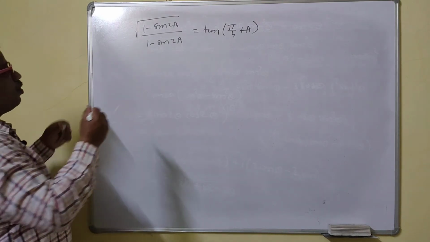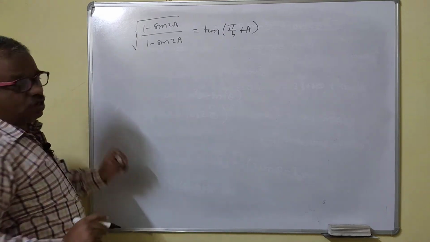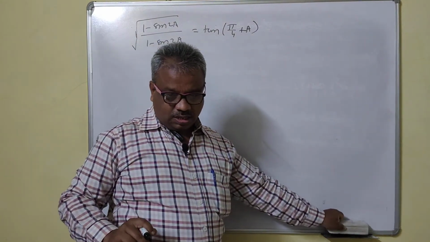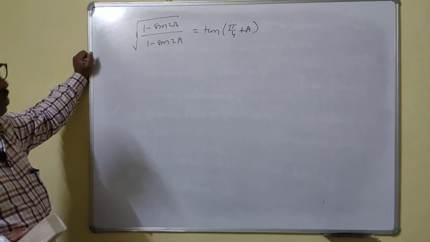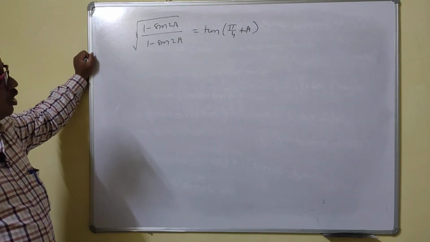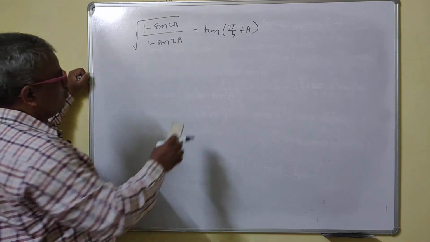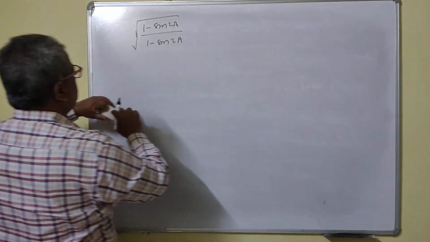So this is actually very important. Remember this. Root of (1 plus sine twice a) upon (1 minus sine twice a) is simply tan of pi by 4 plus a. It is better to remember this one. Okay, we'll prove this one, no problem.